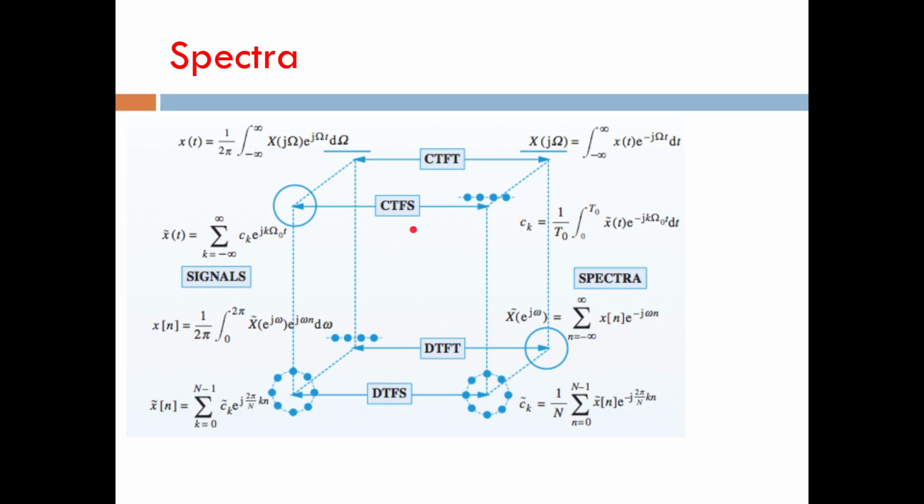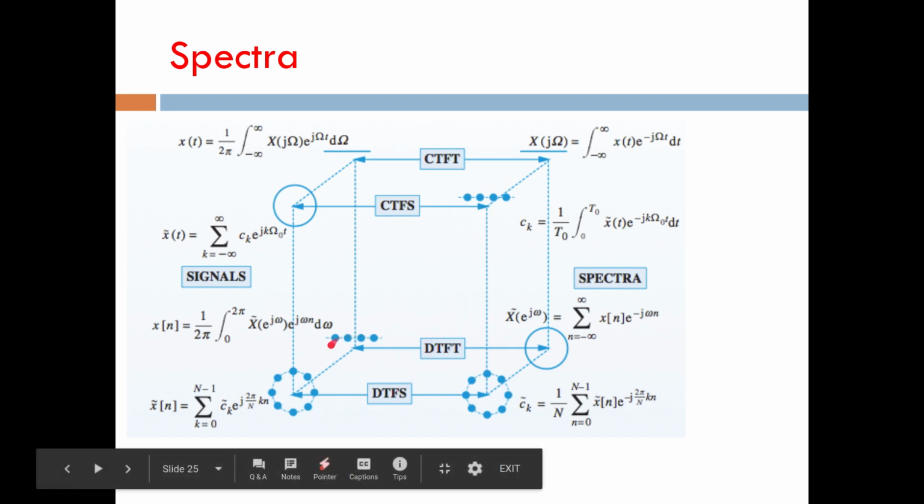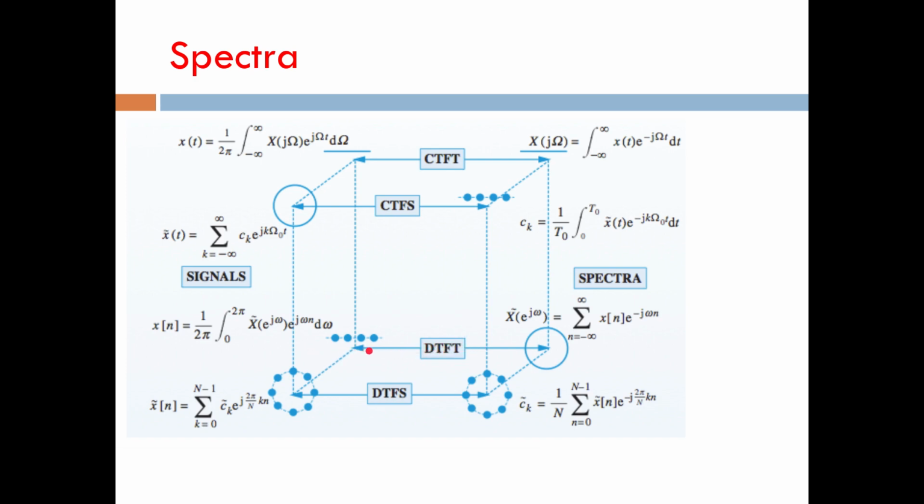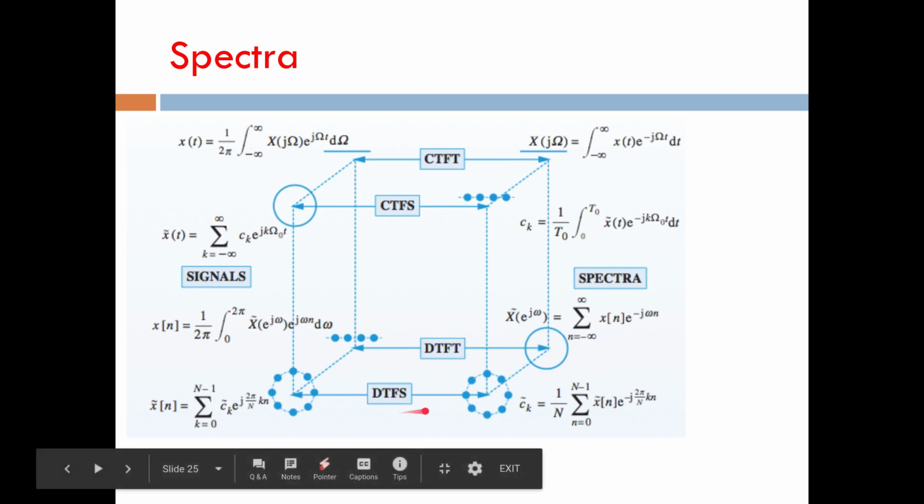In the case of CTFS, the input signal is periodic but continuous, whereas the output, that is the frequency spectrum, is discrete but aperiodic. Now DTFS and DTFT, as you can see, are defined for discrete signals. In the case of DTFT, we deal with discrete and aperiodic signals, while the output, that is the frequency spectrum, is continuous and periodic. In the case of DTFS, the input signal is discrete and periodic, and the output, that is the frequency spectrum, is as well discrete and periodic.